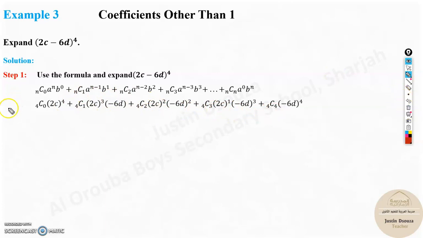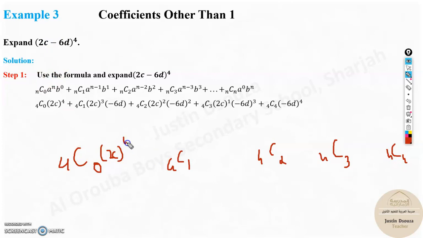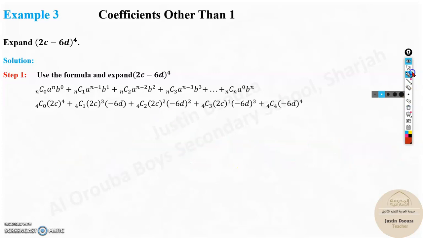So the best way to write this is, first, what I would do is write 4c0, then leave some space, 4c1, 4c2, 4c3, and 4c4. I hope you understand this. Then I would write the first term, 2c the whole power 4, 2c the whole power 3, because this is the easier method to understand, whole power 2 and so on. And then I would write the last one. It won't be there in the first term, it will be from the second term, minus 6d and so on. See, that is how I would write one by one.